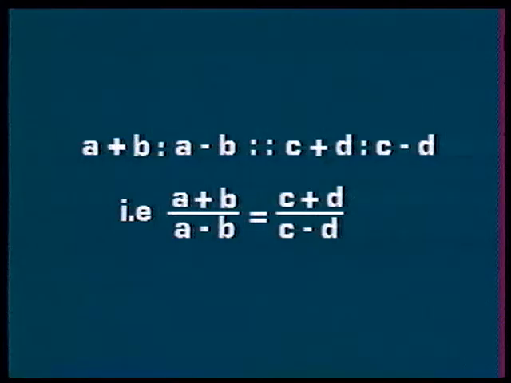Result 5 is using result 3 and 4. This result says that if A is to B as C is to D, then A plus B is to A minus B as C plus D is to C minus D. That is, if A upon B is equal to C upon D, then from result 3 we get A plus B is to B as C plus D is to D, and result 4 says A minus B is to B as C minus D is to D.